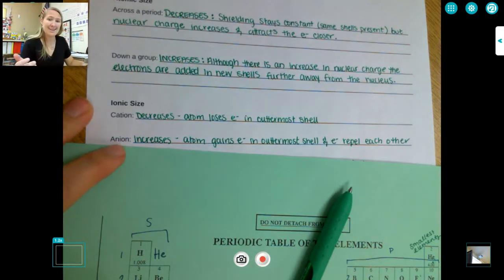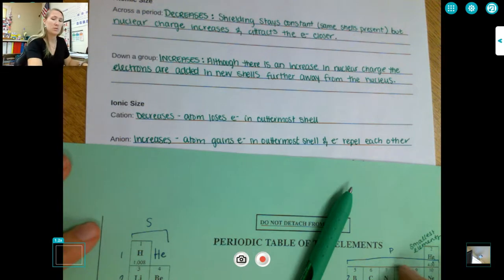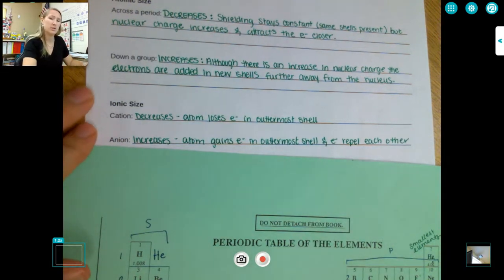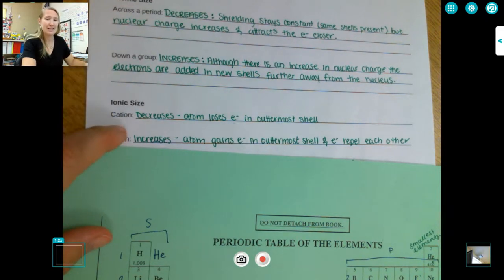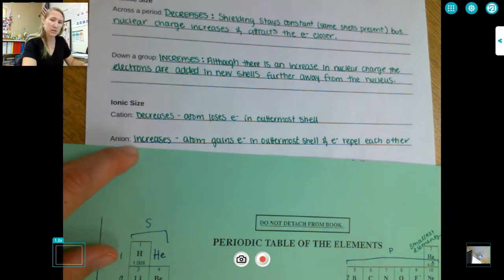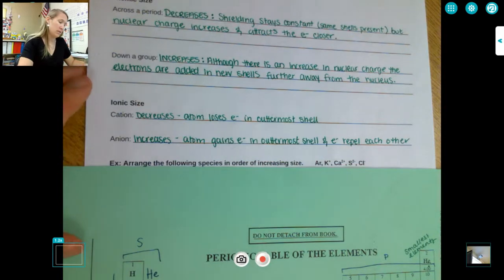So conversely, an anion is going to increase in size because it's gaining electrons. And it's gaining electrons in the outermost shell. As I add in more negative electrons to my outermost shell, they're going to continue to repel each other. And as they repel each other, they spread out. So that makes it bigger. So down a group increases, across a period decreases in terms of atoms. And then cations decrease because we're losing electrons in the outermost shell. Anions increase because we're gaining electrons in the outermost shell while we're keeping my nuclear charge the same.